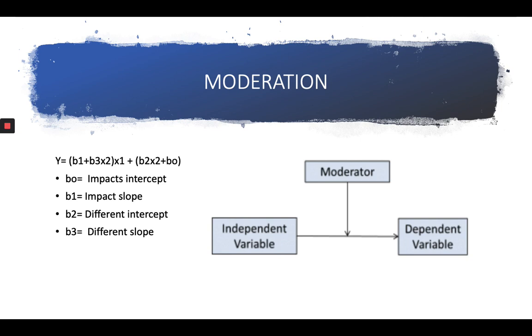So more specifically, in this situation, b0 impacts the intercept, b1 impacts the slope, and b2 would let you know whether you see a different intercept, and b3 lets you know whether there's a different slope, or difference in slope, which is specifically pertaining to the impact of the interaction of the independent variable and moderator on y.